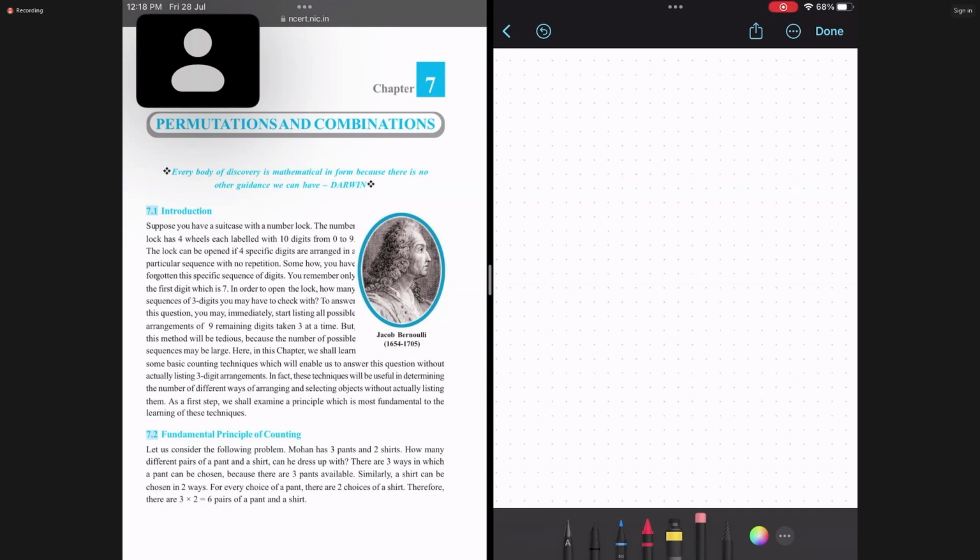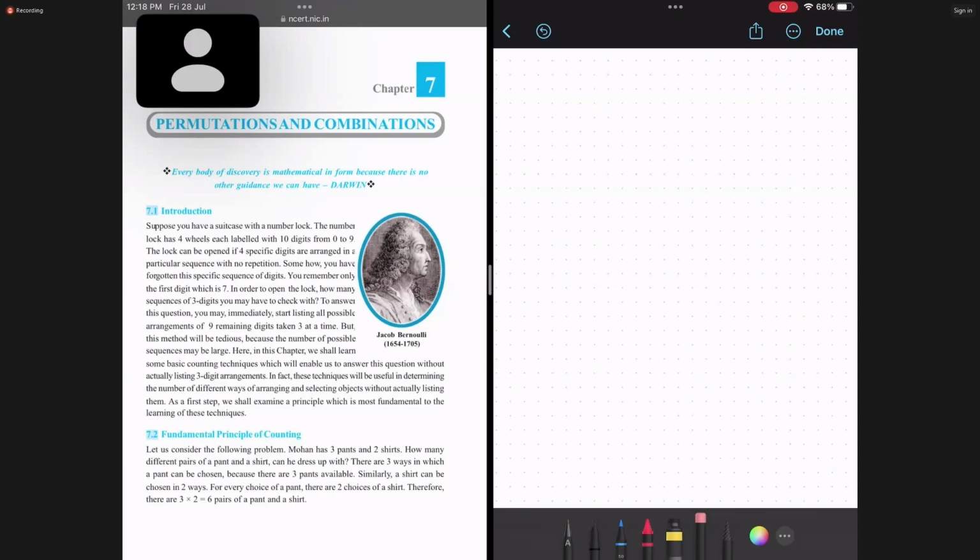And today I am here to discuss the chapter Permutations and Combinations, which is chapter number 7. Before actually beginning this chapter and going through the exercises, it is very important for us to realize what this chapter is all about.